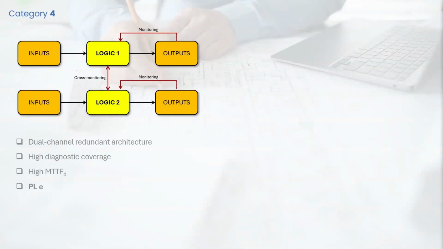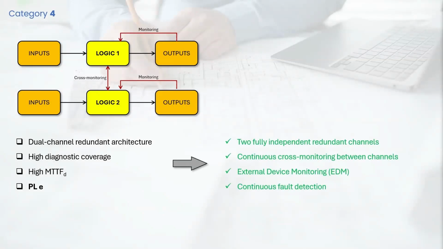In practice, Category 4 demands dual-channel redundant architecture, which is the same as Category 3, and high diagnostic coverage greater than 99%, which means nearly all dangerous faults must be detected, and high MTTFD on each channel. Thus, this results in an architecture with two fully independent redundant channels, continuous cross-monitoring between the two channels, and output elements monitored via feedback, typically through EDM, which stands for external device monitoring, using auxiliary contacts of output contactors and relays. And fault detection must be continuous and comprehensive and not periodic.